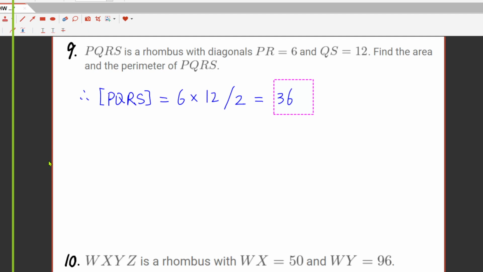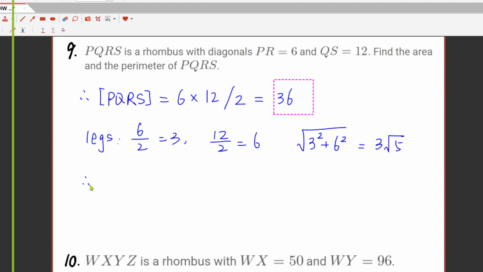And the diagonals bisect each other and are perpendicular, thus cutting the rhombus into 4 right triangles with legs 6 over 2 equals 3 and 12 over 2, which is 6, right? The hypotenuse of these triangles is the square root of 3 squared plus 6 squared, which is 3 square root 5. Therefore, we know the perimeter of the rhombus is 4 times the hypotenuse, which gives us 12 square root 5. Did you get it?